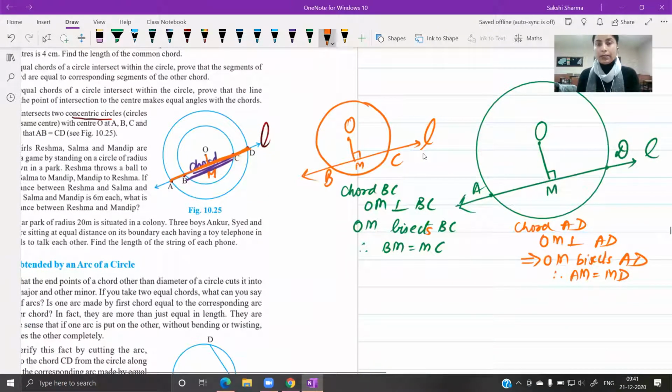Anyone with questions still here? You're going to write this down, but let me know if you understand what I've done here. Now, just one step and you will know what was the purpose of doing this. I've got two results because of this perpendicular. Both the chords of the smaller circle and the larger circle are bisected. I've got these two results.